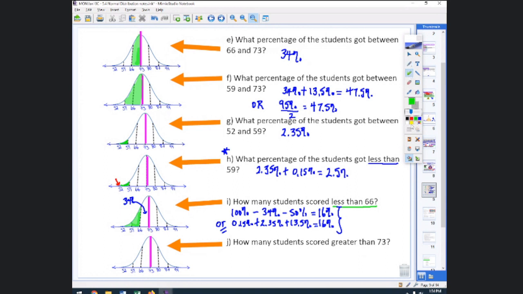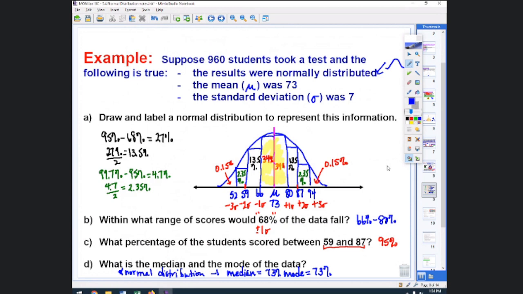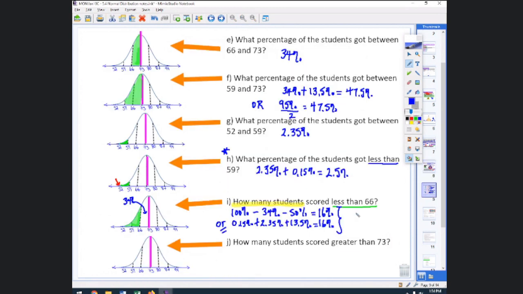But this question actually says something else. It says, how many students? Well, how many students do we have total? Well, I think it says I have 960 students took a test. So 960, and I need to know 16% of those. So 16%, what is that as a decimal? 0.16.